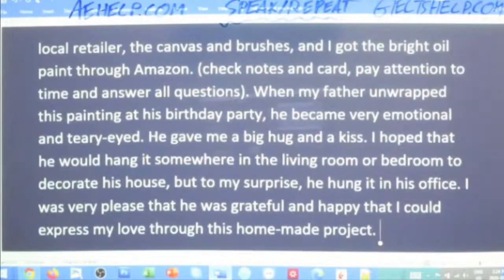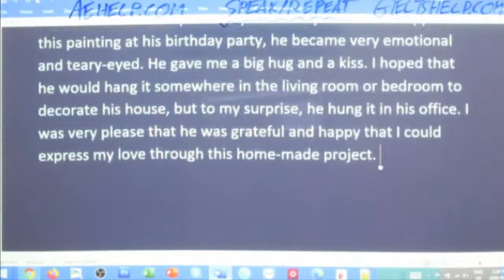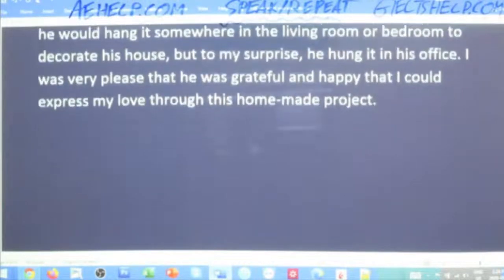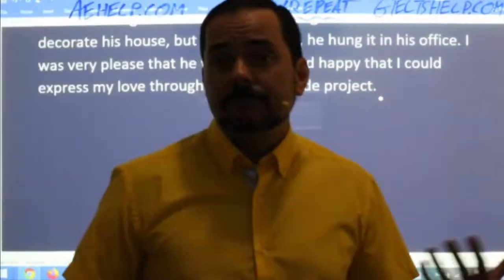He gave me a big hug and a kiss. I hoped that he would hang it somewhere in the living room or bedroom to decorate his house, but to my surprise, he hung it in his office. I was very pleased that he was grateful and happy that I could express my love through this homemade project. All right, and that would be your band nine answer, okay?